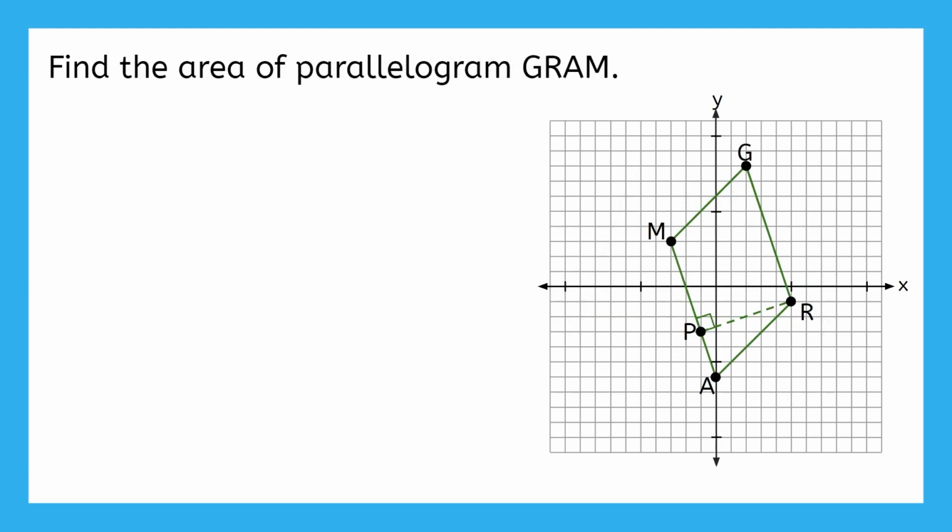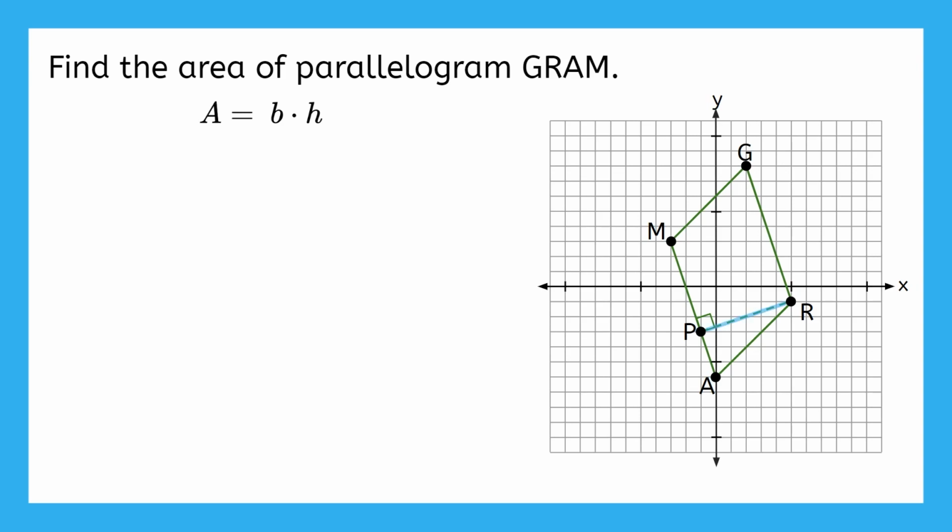This example says to find the area of parallelogram GRAM, which we have plotted on a coordinate plane. Before we worry about the coordinates, how do we find the area of a parallelogram in general? Yes, our formula is area equals base times height. The base can be any side of a parallelogram, and the height is the perpendicular distance between the base and the opposite side. Do you have any idea which segments we can use for the base or height?